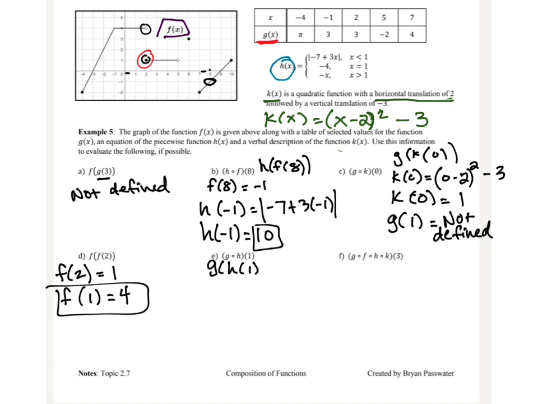G of h of 1. So I'm going to start with h of 1. H of 1 is what? Negative 4. Everybody understand on the piecewise? H of 1 is negative 4? Okay. So g of negative 4, is it defined? What is it? Pi. G of negative 4 is pi. That's our answer for number E.